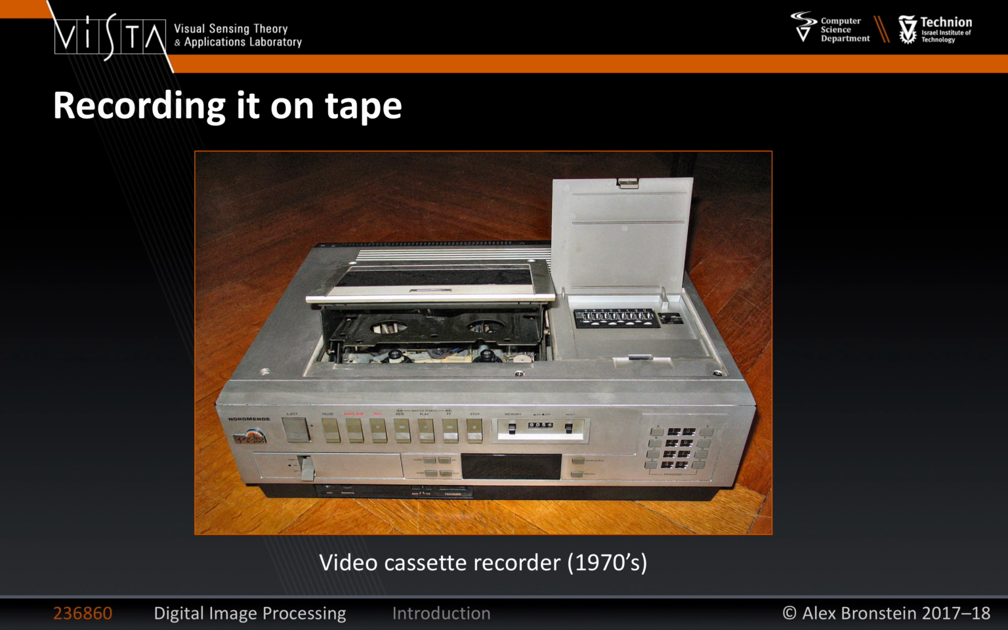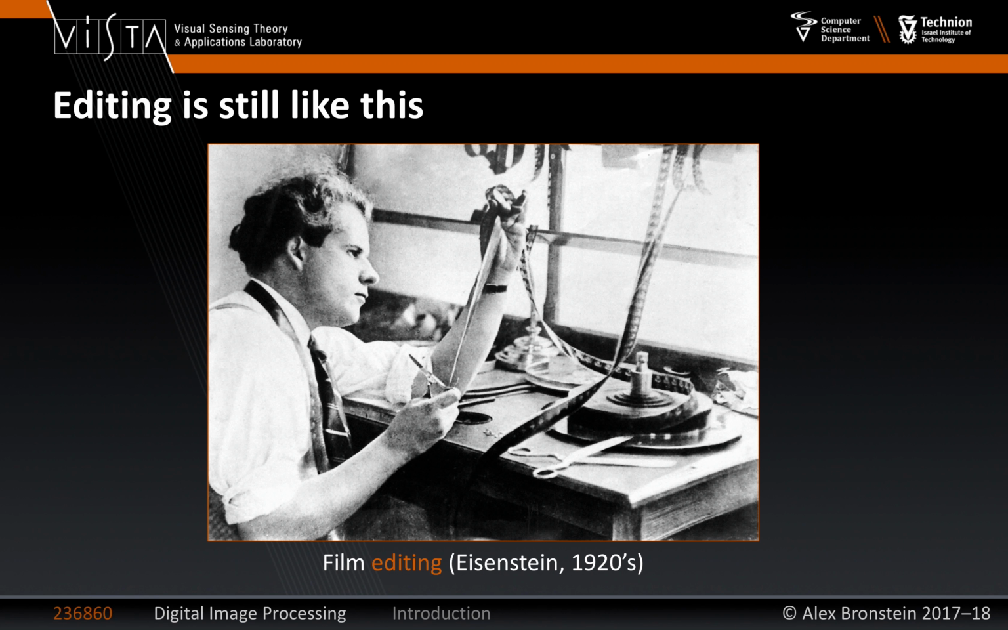But the next step was to basically make this signal persistent, recording it on tape. This is one of the first video cassette recorders from the 70s. It's quite incredible how late this technology was introduced. Still, editing movies, basically film and video, was more or less like this. So if you wanted to retouch the colors of an image, you actually had to paint it by hand with colors.